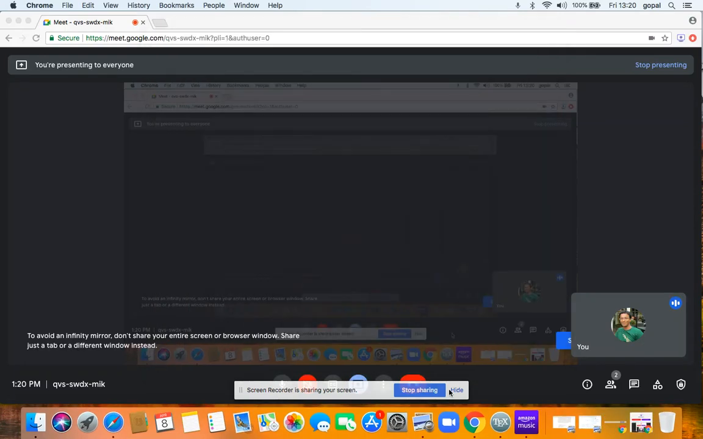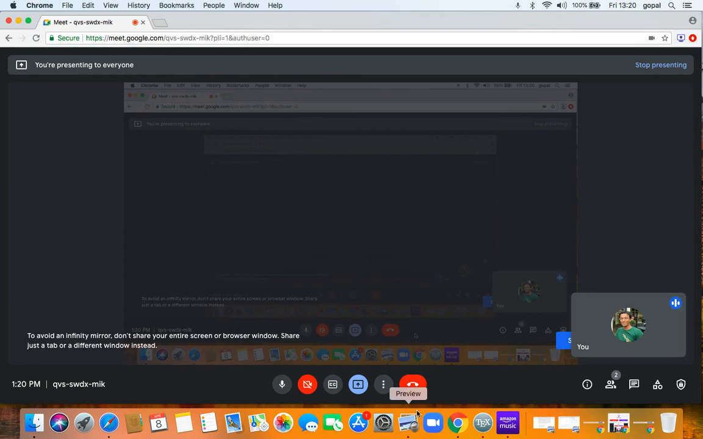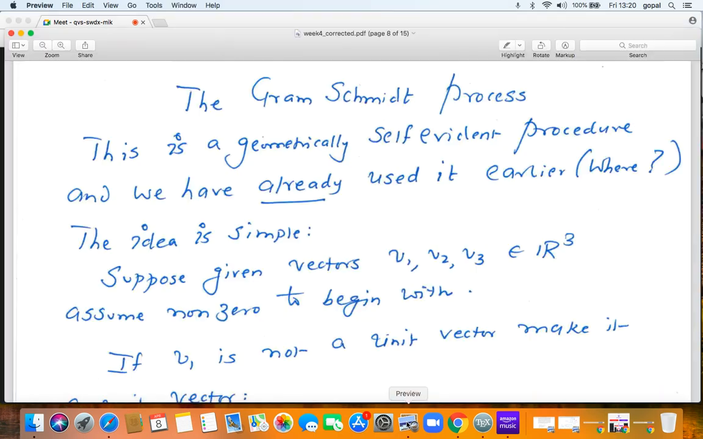So let's continue with the theory of inner product spaces. The next item is the Gram-Schmidt process. Although the title looks very profound, the basic idea is very simple. In fact, it's almost geometrically self-evident, and we already used it earlier, in the proof of the Cauchy-Schwarz inequality. The idea is very simple.